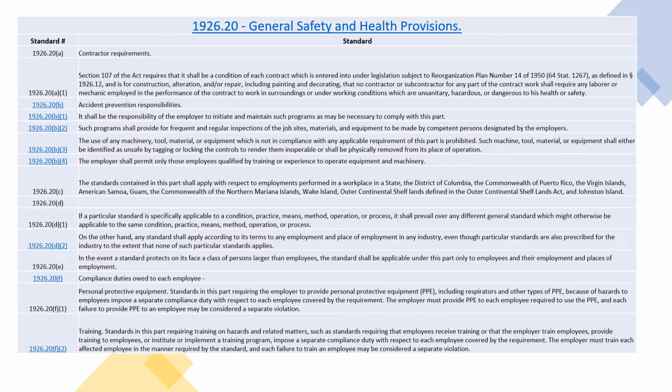1926.20(f)(2). Training. Standards in this part requiring training on hazards and related matters, such as standards requiring that employees receive training or that the employer train employees, provide training to employees, or institute or implement a training program, impose a separate compliance duty with respect to each employee covered by the requirement. The employer must train each affected employee in the manner required by the standard, and each failure to train an employee may be considered a separate violation.